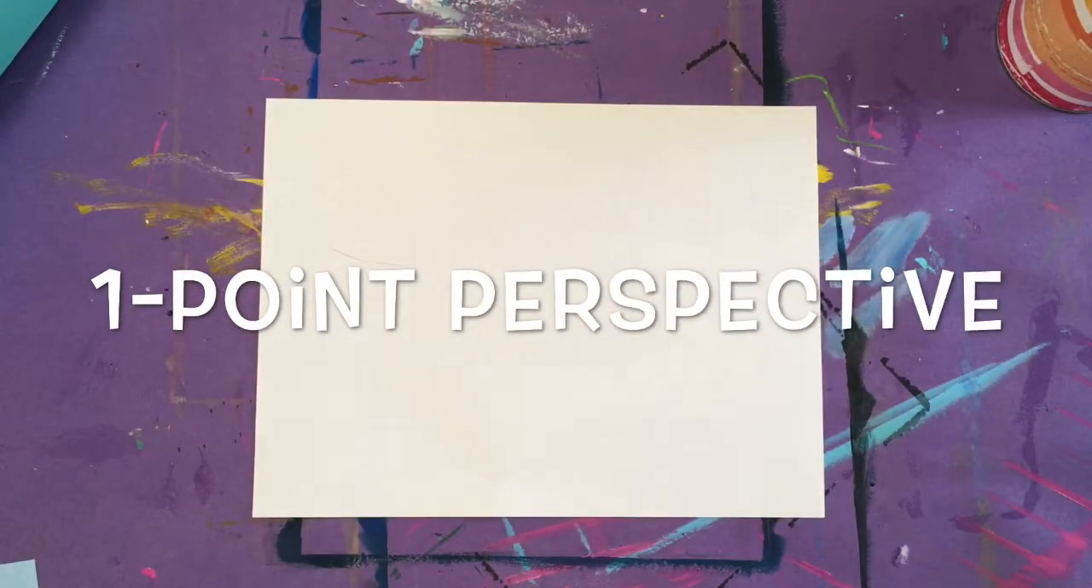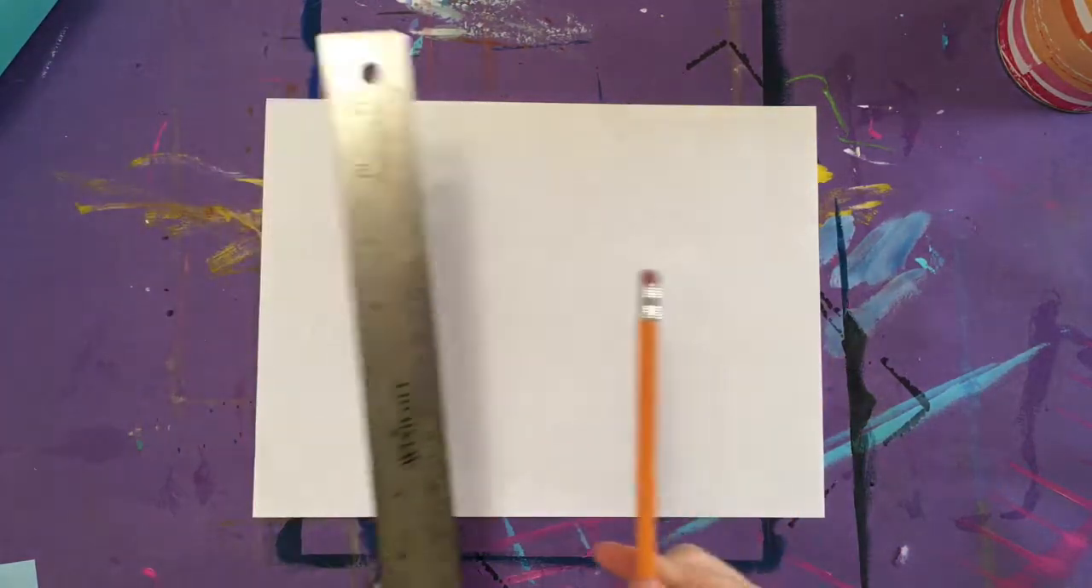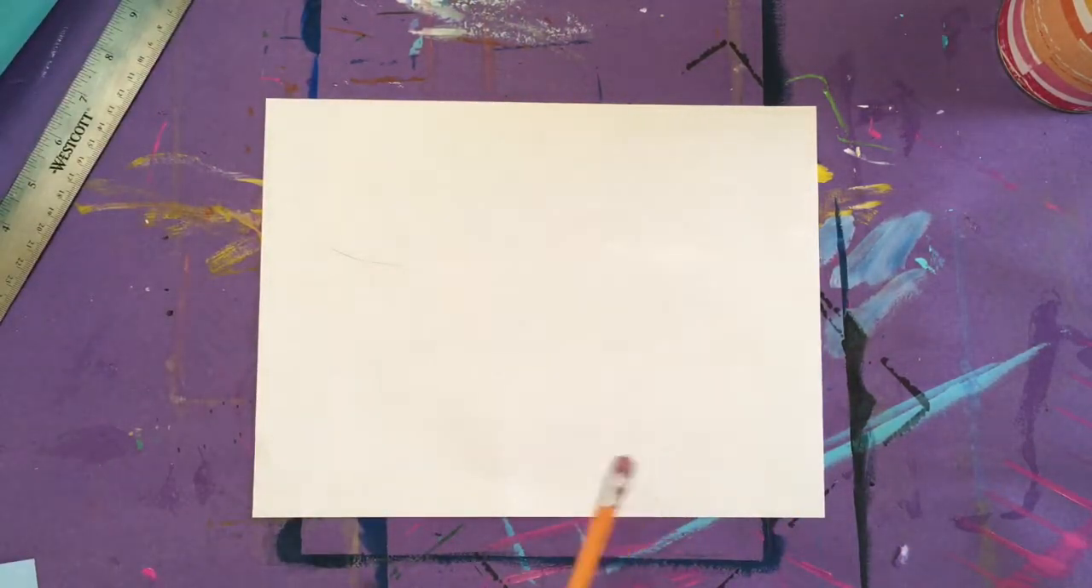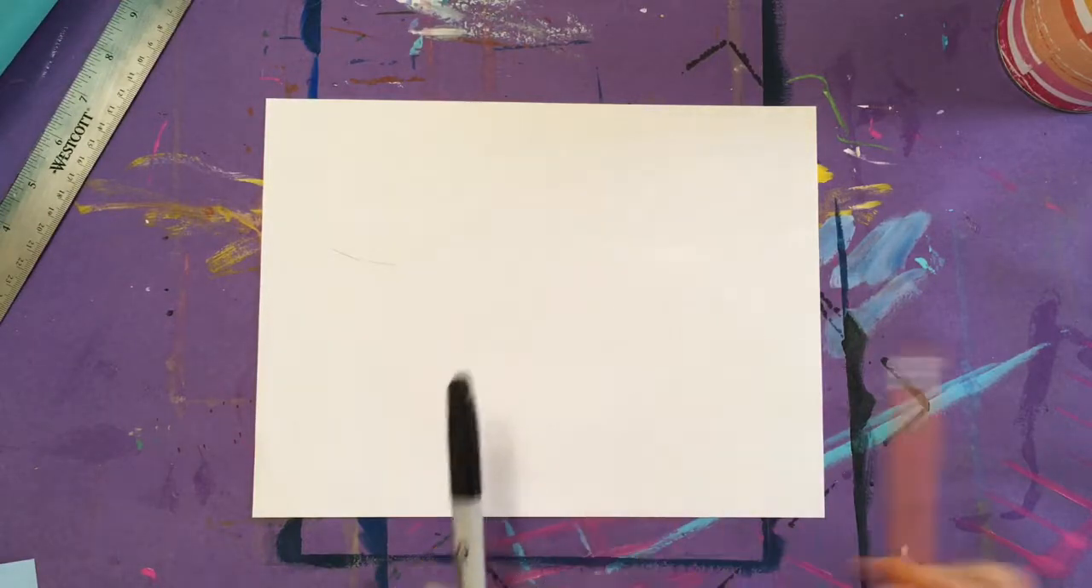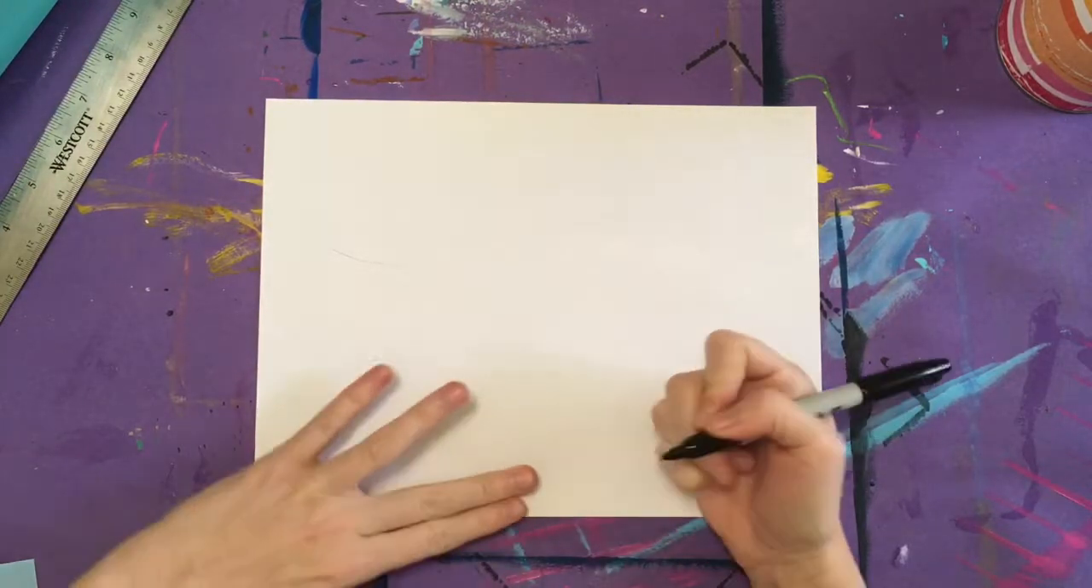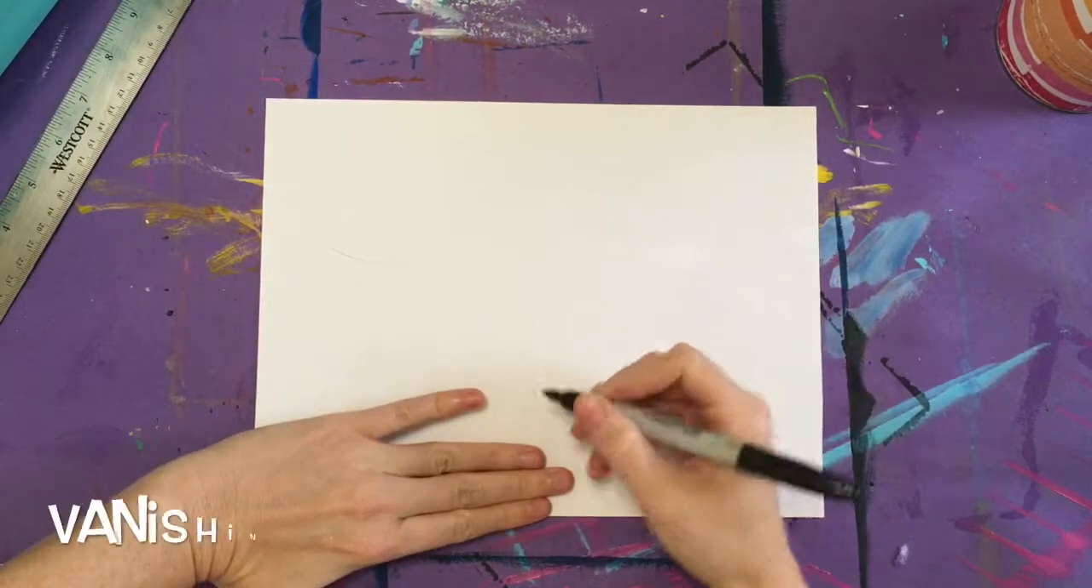Today we're going to draw some shapes in 3D using one-point perspective. You're going to need a pencil and a ruler. I'm going to be drawing with a Sharpie marker so that you can easily see it on this video, but you use your pencil. Near the bottom of the paper, about 2 or 3 finger spaces up, draw a dot.